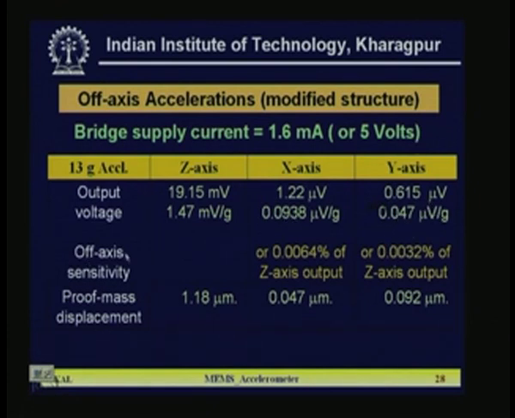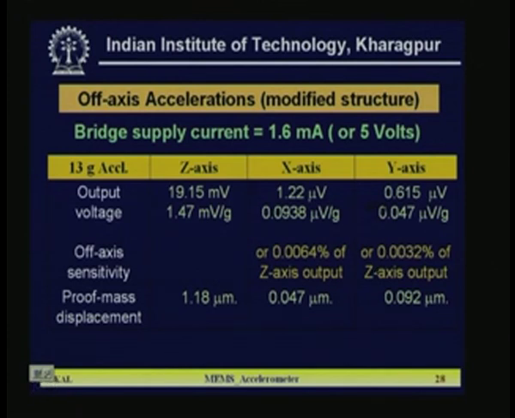So, if you calculate the off axis sensitivity, you can see here for the x axis you get 0.0064% of the z axis output, and here 0.0032% of the z axis output. So, all are third order changes. So, as far as off axis sensitivity is concerned, if you shift the flexure to the edges, improvement has taken place.